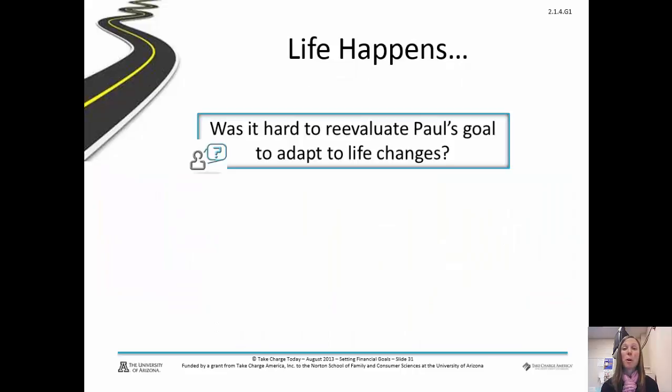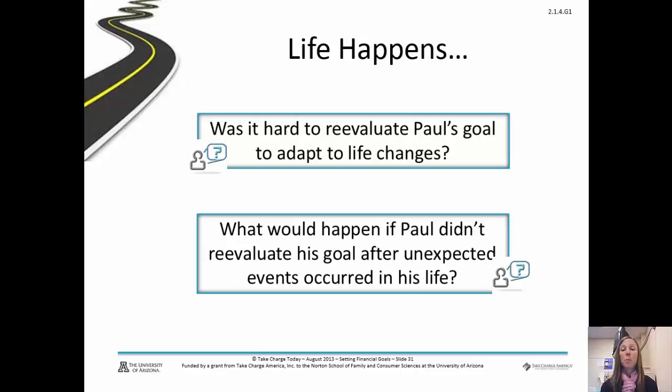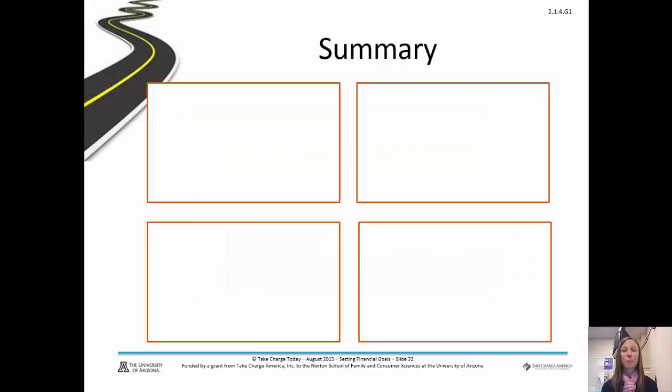Was it hard to reevaluate Paul's goal to adapt to life changes? For some of you it may be, and maybe for others it wasn't as difficult. But what would happen if Paul didn't reevaluate his goal after unexpected events occurred in his life? Most likely the goal could have just stopped and he wouldn't reach it anymore. So we need to reevaluate goals frequently.